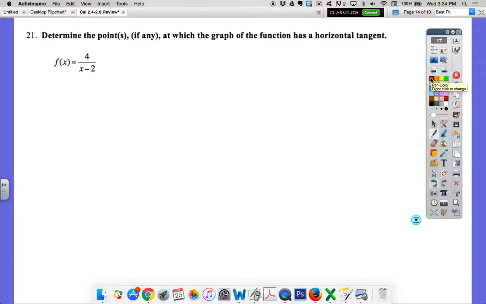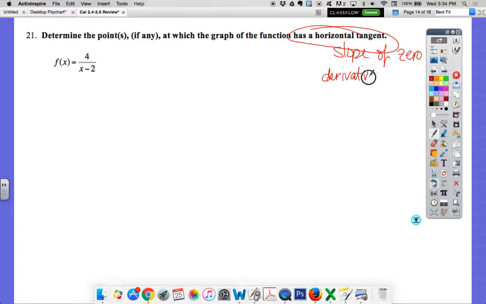It says determine the points, if any, at which the graph of the function has a horizontal tangent. So you got to know what that means. If you have a horizontal tangent, horizontal tangents have a slope of 0. That's what you're after, slope of 0. So slope, remember, is derivative.